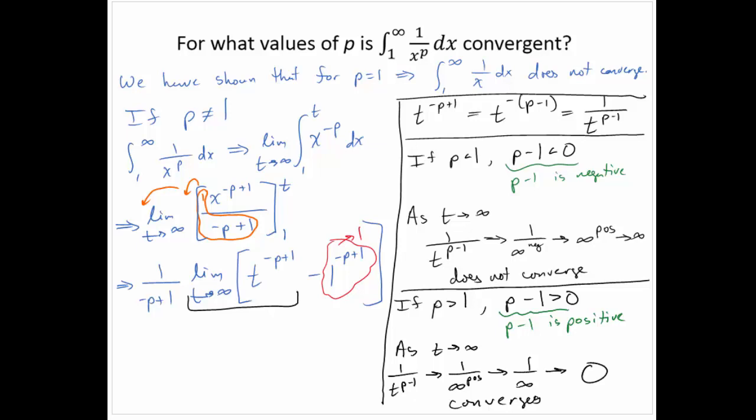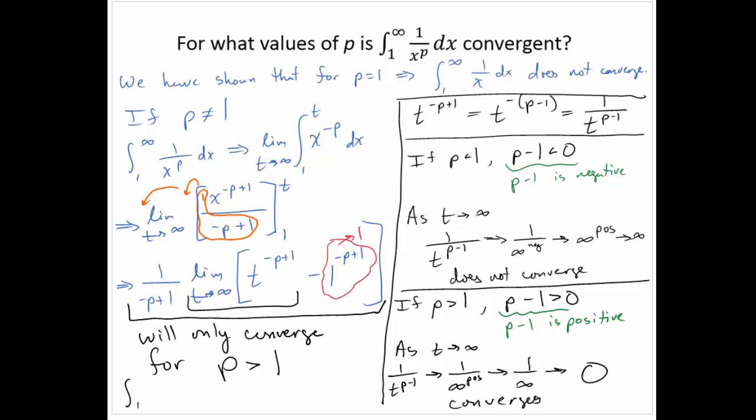So what we've just seen is this whole expression will only converge for p greater than 1. And so therefore, the integral from 1 to infinity of 1 over x to the p dx converges for p greater than 1.